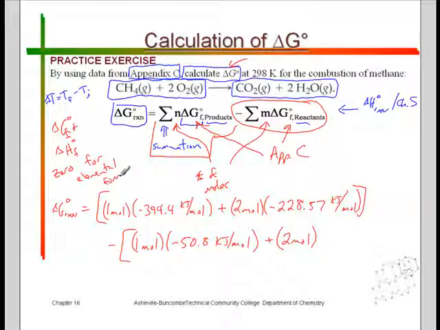I guess that's the only one you have to memorize, because I may give you an abbreviated Appendix C for you. So if you see diatomic oxygen, diatomic hydrogen, any of the elements, aluminum, gold, carbon, all of them are 0 in their elemental form, in their simplest form, and I'll explain why in the next slide.